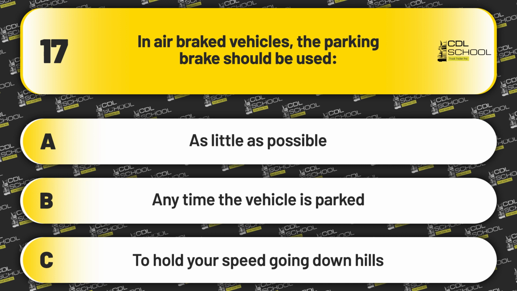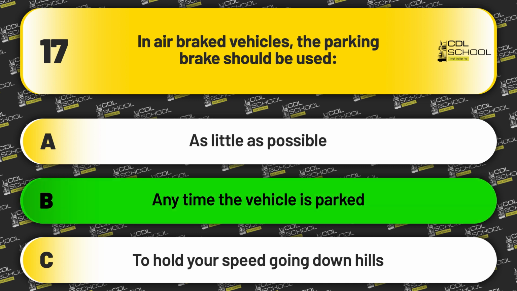In air brake vehicles, the parking brake should be used A. As little as possible. B. Anytime the vehicle is parked. Or C. To hold your speed going down hills. The correct answer is the parking brakes can be used anytime the vehicle is parked. The correct answer is B. Anytime the vehicle is parked.